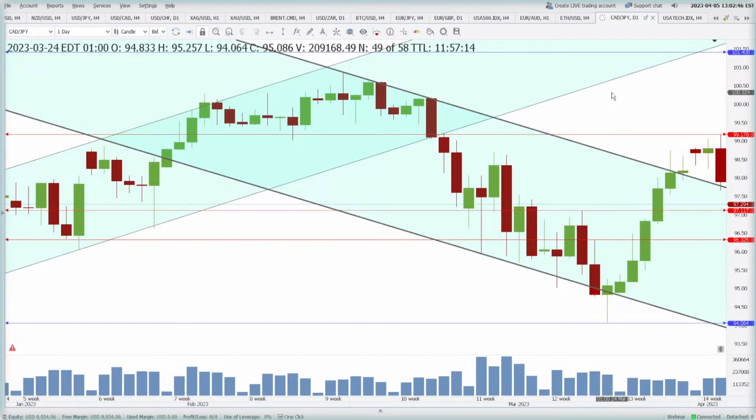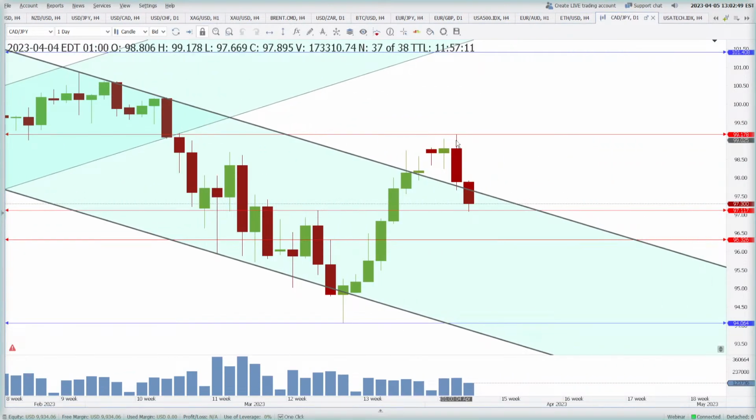Let's see, Canadian dollar against Japanese yen. Canadian dollar is getting sold off very fast, primarily because of the strong strength of the Japanese yen.